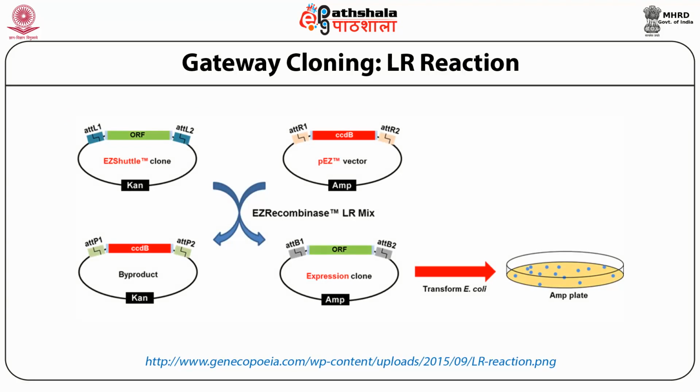Here is a schematic of the LR reaction which we just discussed in the previous slide. As you can see, we have our entry clone, shown here on the top left, and our gene of interest is already located or inserted at the attL1 and attL2 sites. Now we mix it with our destination vector. In this case it's an expression vector, which also contains attR sites, attR1 and attR2. It also contains a gene in between.